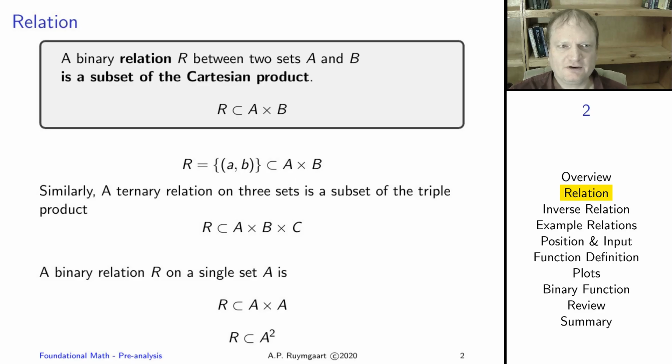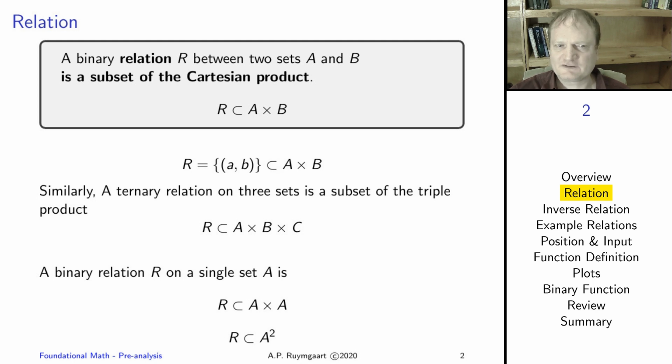In the last session we defined the Cartesian product between sets, and that allows us now to define a relation between two sets. So a relation between sets A and B relates elements of set A to elements of set B. And a relation between sets A and B is simply a subset of the Cartesian product. So it is a set of ordered pairs (a, b), where a is an element of A and b is an element of B.